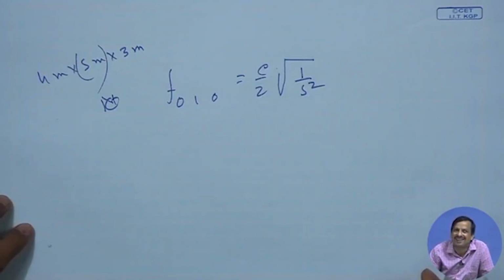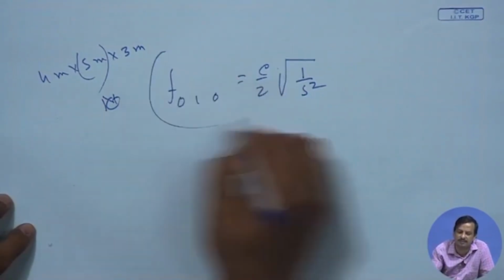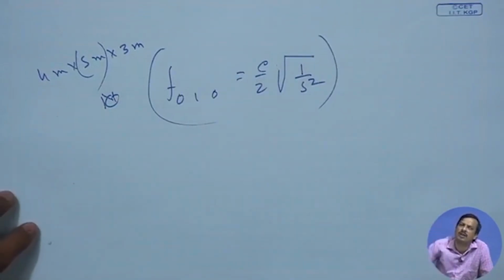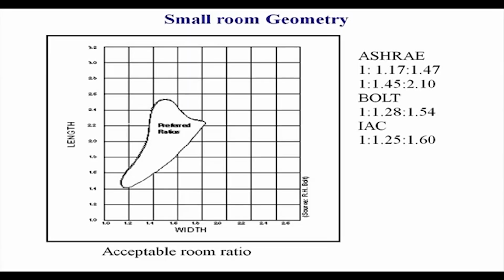Lowest axial mode frequency is this. Then all other frequencies will be created. Okay. So, that is the way we can do it. Next one is small room geometry.